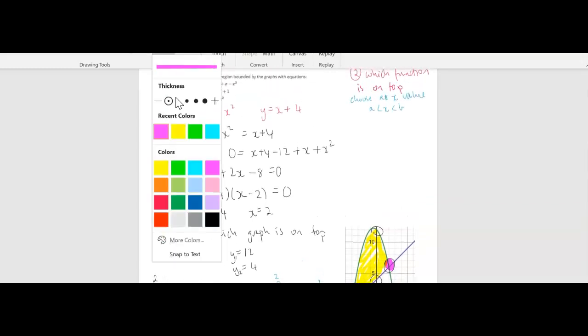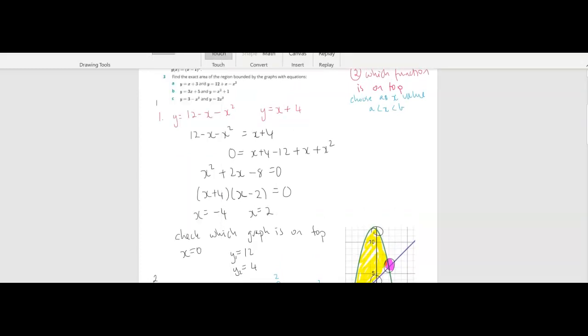Let me just get my yellow highlighter back. All right, so we've got our first equation, 12 minus x squared, is equal to our second equation, x plus 4. All right, because y equals and y equals means the right-hand sides of both equations are equal to each other. And then we just have to bring all the like terms together, and then we're left with a parabola. Now, you're just solving that.